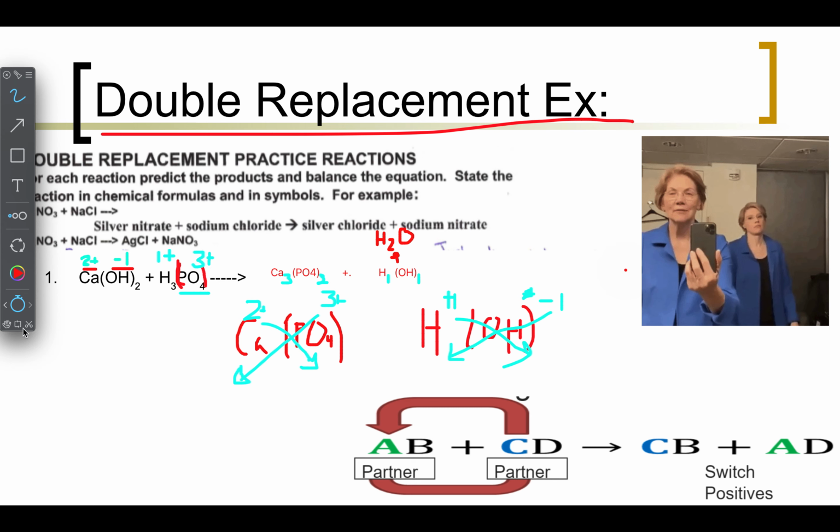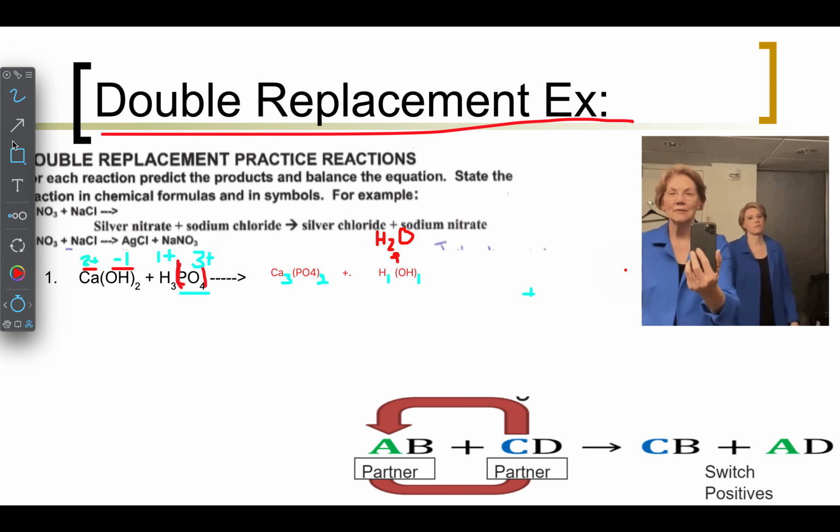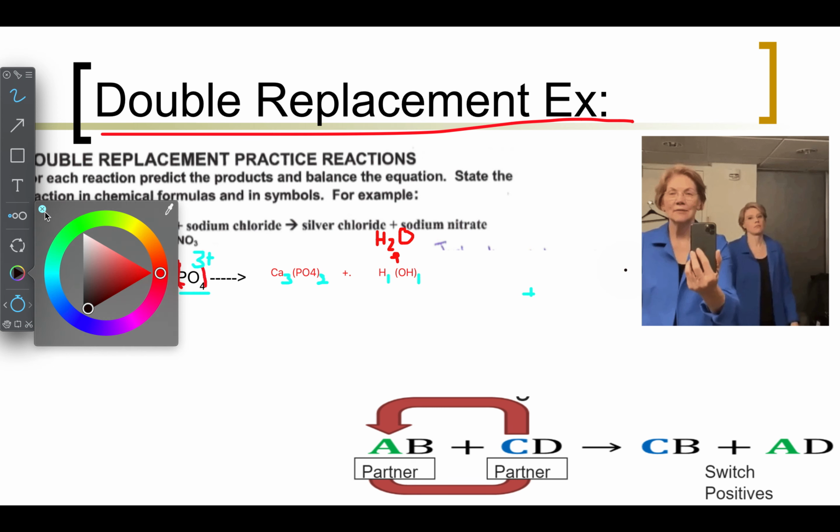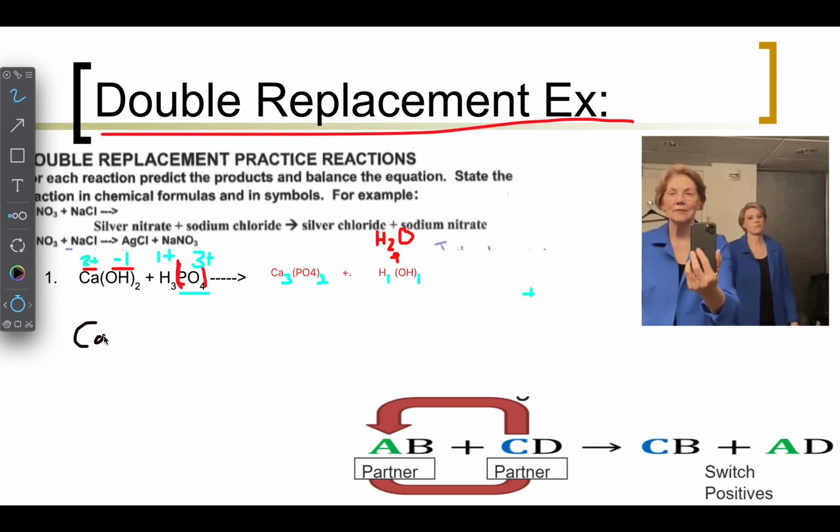I'm going to get rid of this stuff. Okay, so let's write our equation. We're going to do it in black like we've been doing. So we have Ca(OH)2 plus H3PO4.